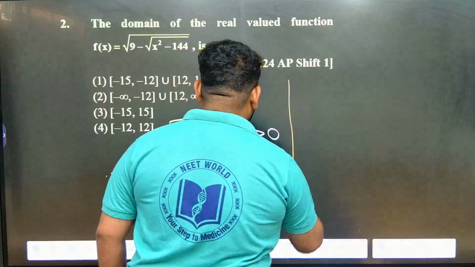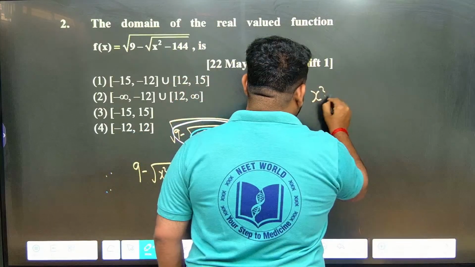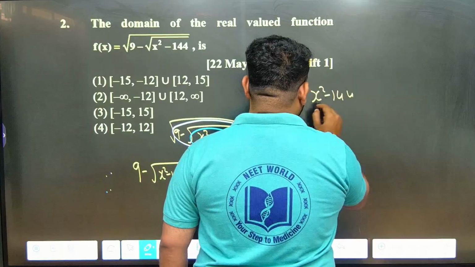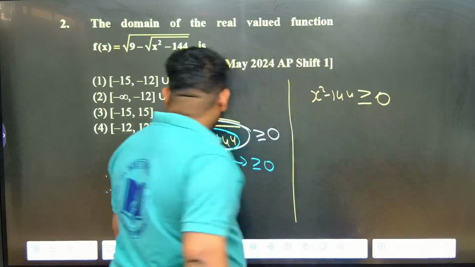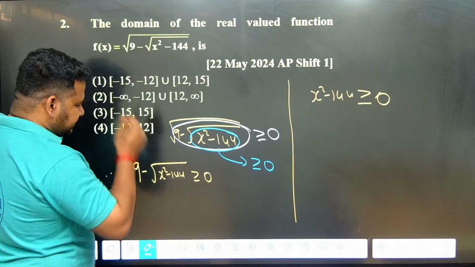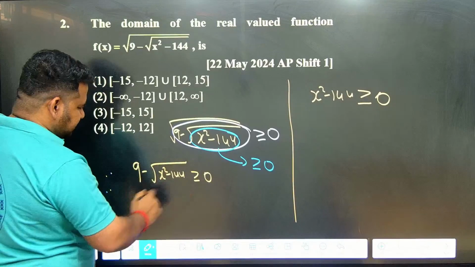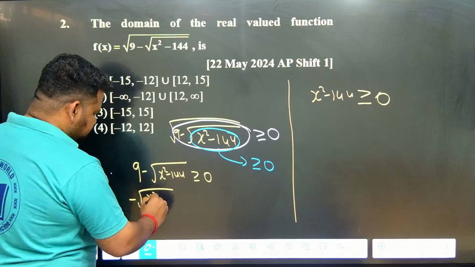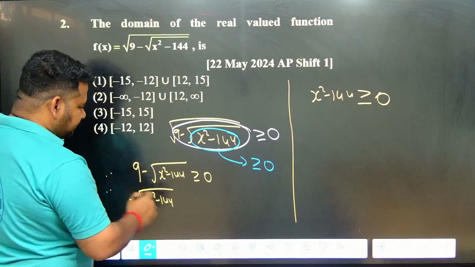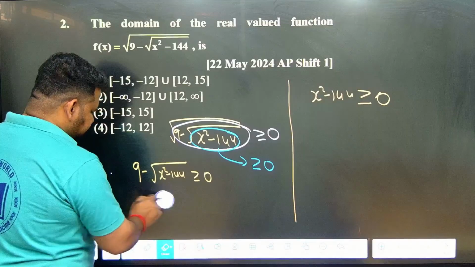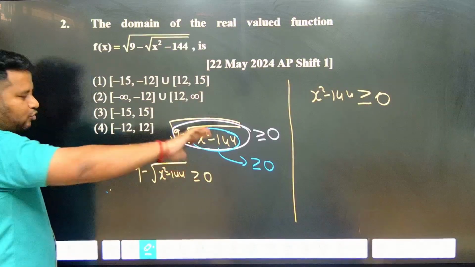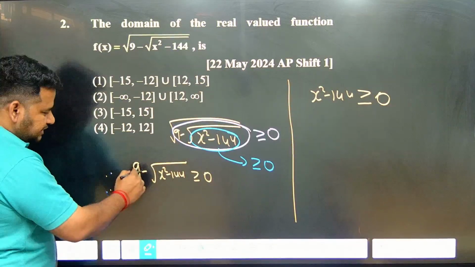Next, x square minus 144, what is inside this square root, should also be greater than or equal to 0. Now, see here what I can do. This 9 I can send to that side. If I send this 9 that side, we get minus square root of x square minus 144. I have minus here, so I will multiply throughout by minus so that I eliminate this minus.